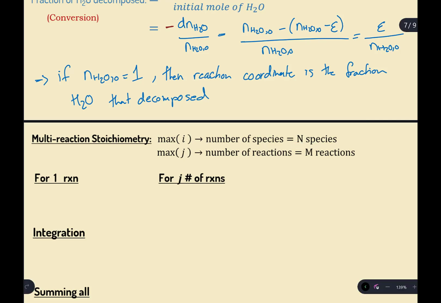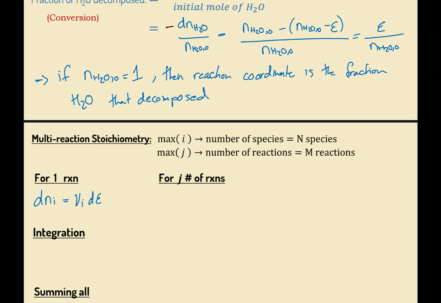All right, so for one reaction is what we've been doing. The change in the number of moles for one reaction would be dependent on the coordinate, or the reaction extent, for that one reaction. So in this case, it would be my species stoichiometric number multiplied by d epsilon.